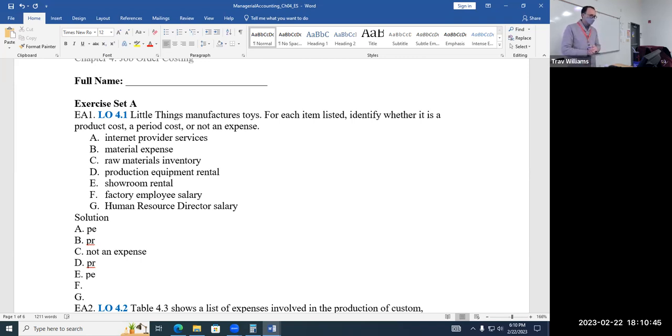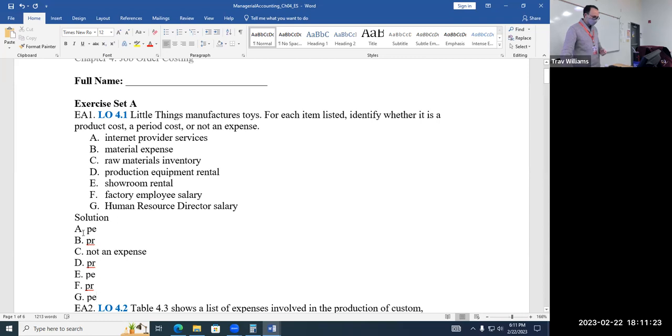Factory employee salary. What was that? No, because it's a factory employee, it's still a product cost. Whether it's hourly or salary, if it has anything to do with production, even if it's indirectly related to production, it's product. Human resource director salary, on the other hand, that would be a period cost because they don't have anything to do with producing the product. Okay, any questions on this one?